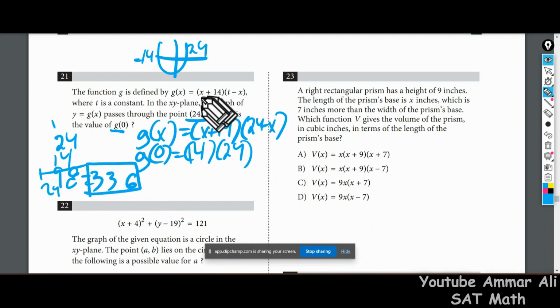So again, all we had to do was recognize that they gave us the other 0, which basically told us what t is, right? So t was going to be 24, and then we just had to plug in 0 for where x was, which gave us 14 times 24, and then that gave us 336.